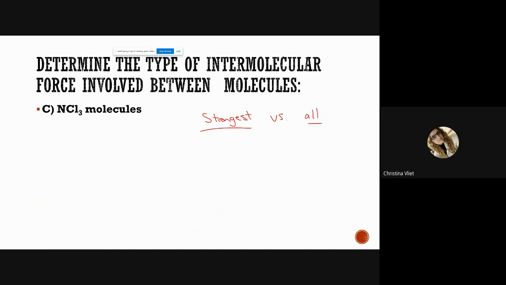NCl3, what do we think? Should we draw the Lewis structure? It's always advised to draw out the Lewis structure, because it tells you if there's a lone pair of electrons. You may be able to do it in your head, but don't trust yourself.